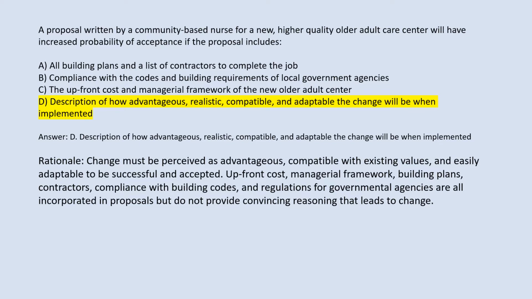Answer: D. Description of how advantageous, realistic, compatible, and adaptable the change will be when implemented. Rationale: Change must be perceived as advantageous, compatible with existing values, and easily adaptable to be successful and accepted. Upfront cost, managerial framework, building plans, contractors, compliance with building codes, and regulations for governmental agencies are all incorporated in proposals but do not provide convincing reasoning that leads to change.